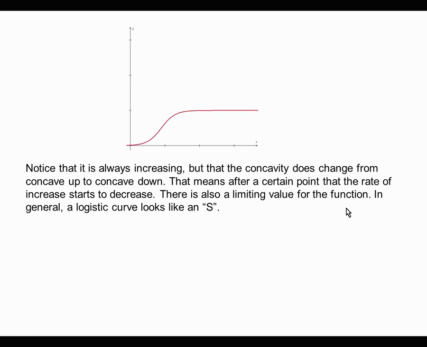Again, it's always increasing, so it's always going uphill. Concave up for a period of time, then concave down. Now, with the formula for logistic growth, we actually have a way to find the exact value for where the inflection point occurs.